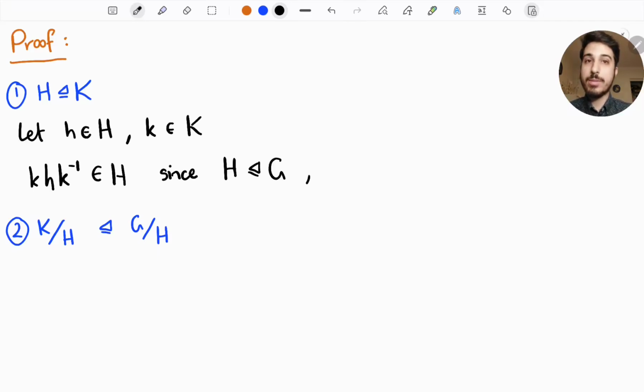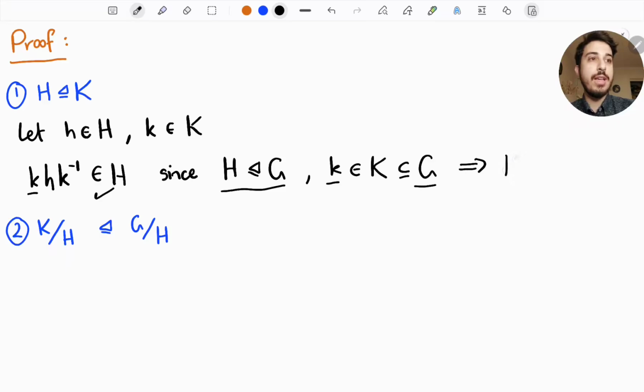And since H is a normal subgroup of G and k, which is an element in K, is contained inside G, so k is an element in G, so H is a normal subgroup in G, so it's closed under conjugates by definition of normal subgroup. This means that this is true and that H is a normal subgroup of K. In fact, this is true in general. If H is a normal subgroup of the entire group G, then it is of course a normal subgroup of any subgroup that lies inside G.